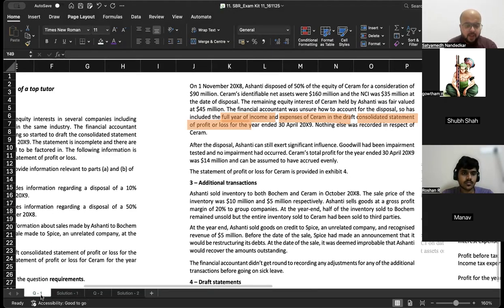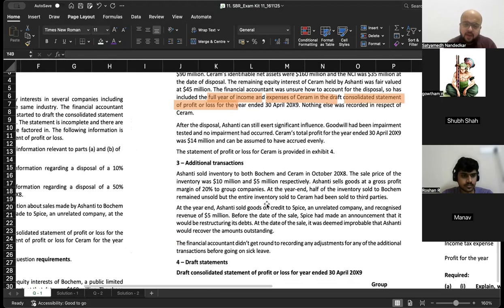Now I think there has been an intercompany transaction. Ashanti sold inventory to both Bokem and Serum in October 2008. The sale price of inventory was 10 and 5 million. Ashanti sells goods at a gross profit margin of 20% to group companies. At the year end, half of the inventory sold to Bokem remained unsold, but the entire inventory sold to Serum had been sold to third parties.